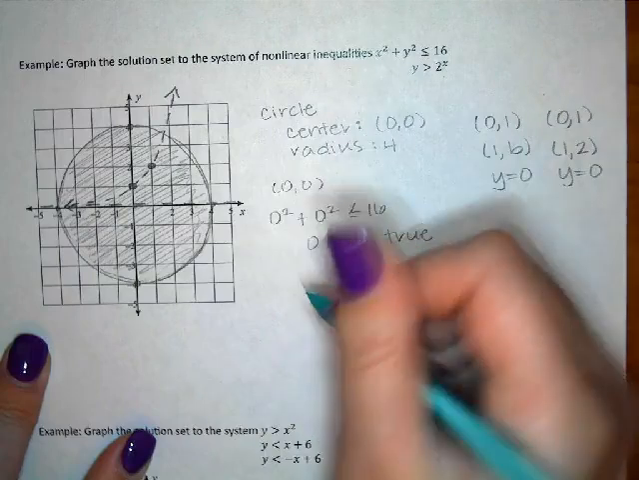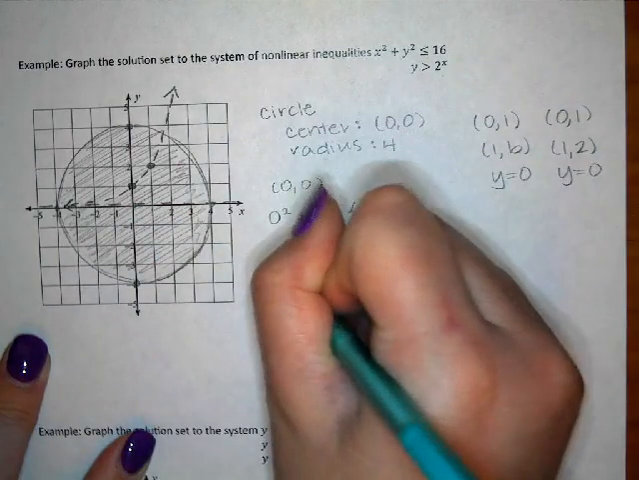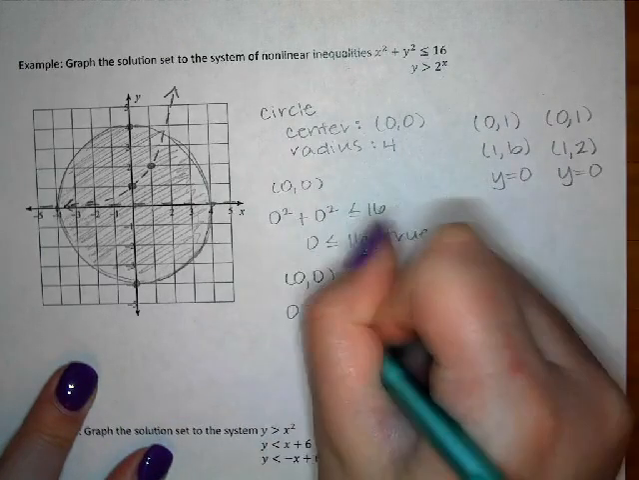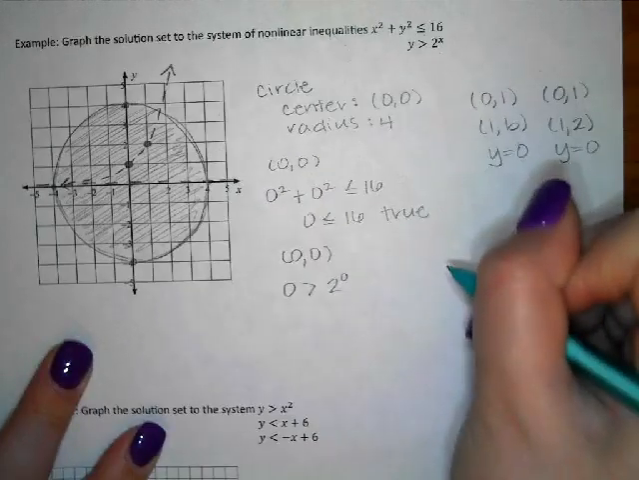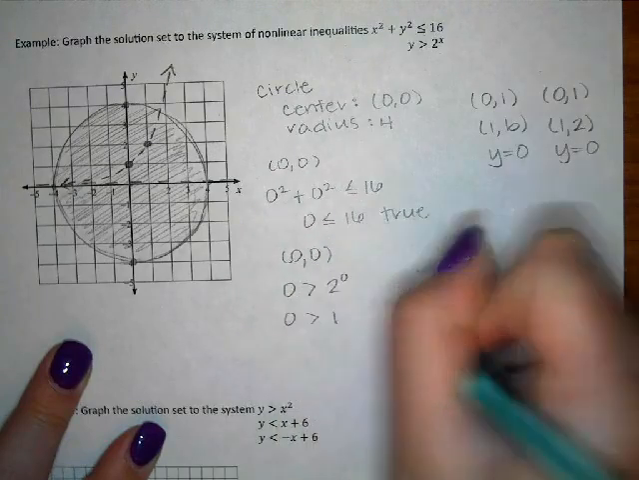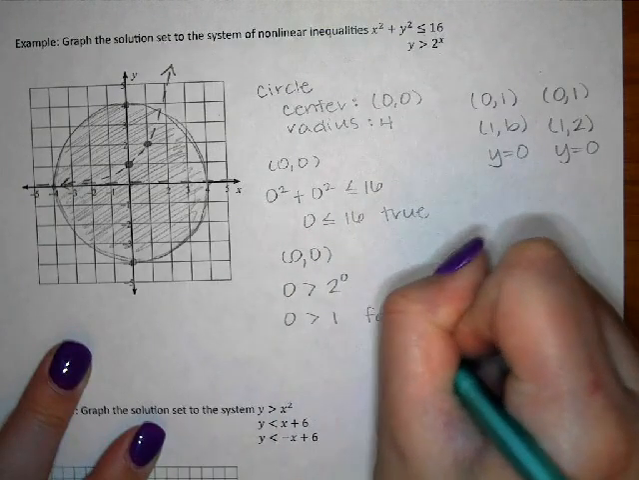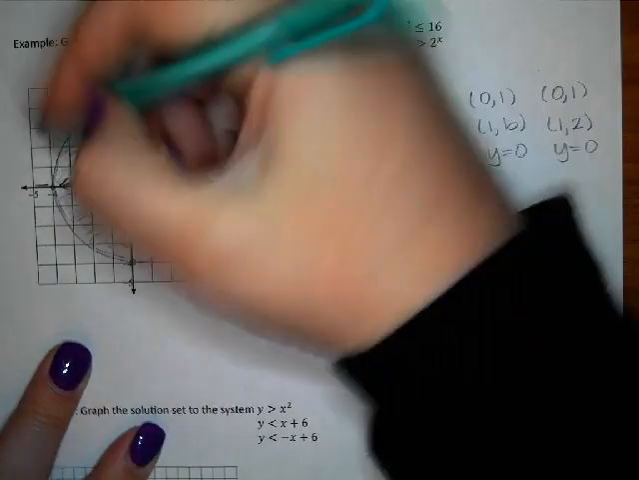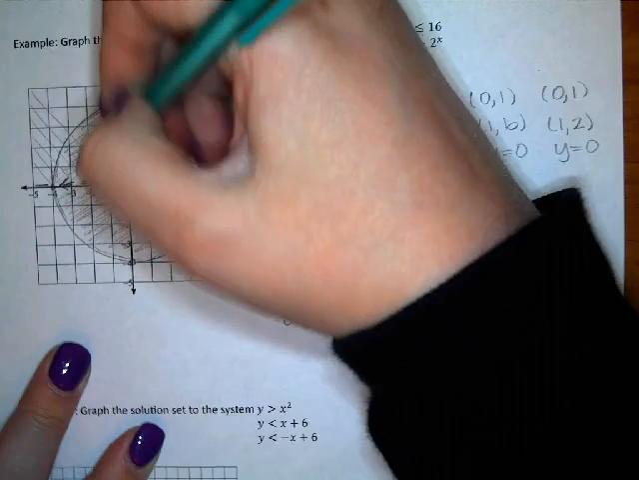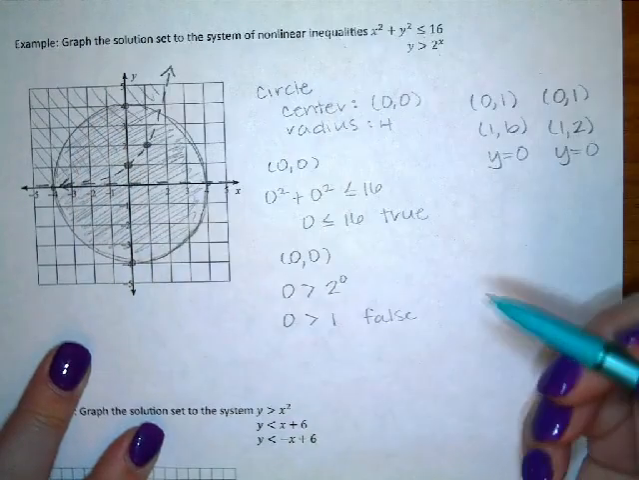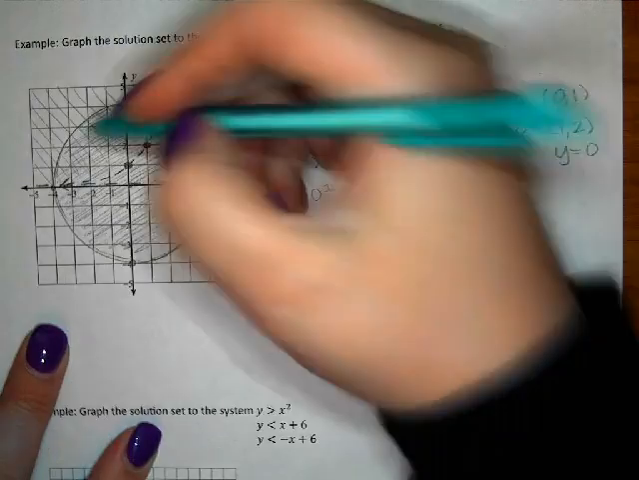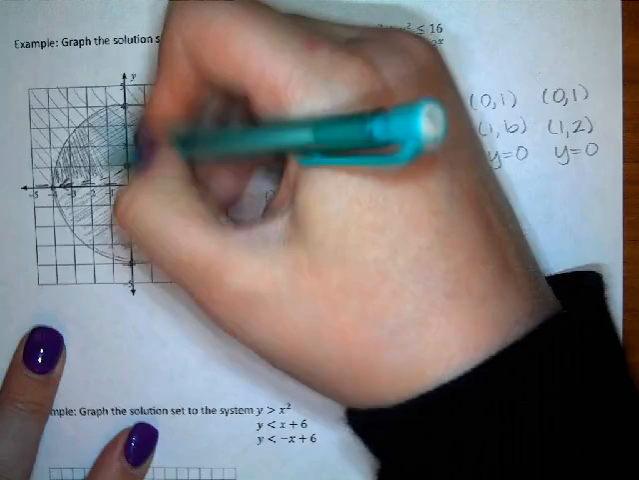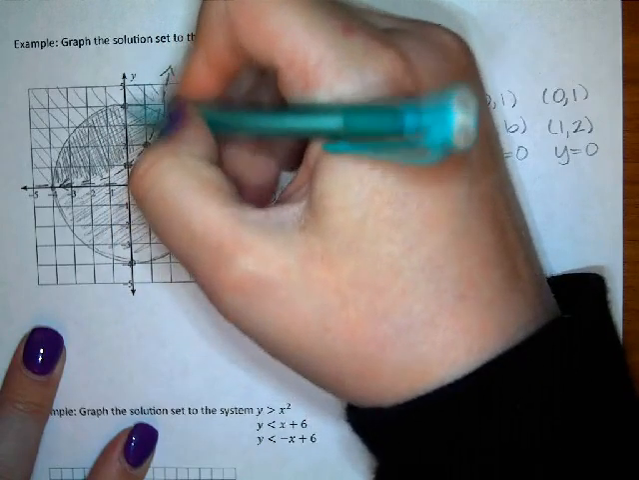So 0 is greater than 2 to the 0, which is 1. 0 is greater than 1 is false. So (0, 0) is on the underside of the curve, and so we're going to shade above the curve. And so the part that is double shaded is right here.